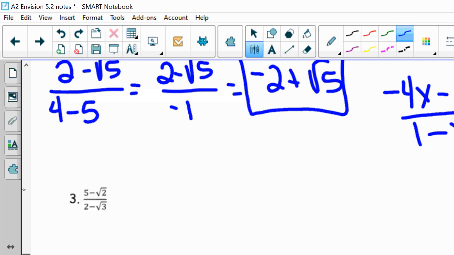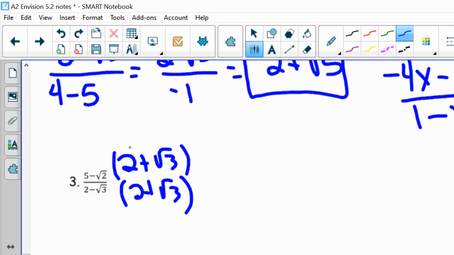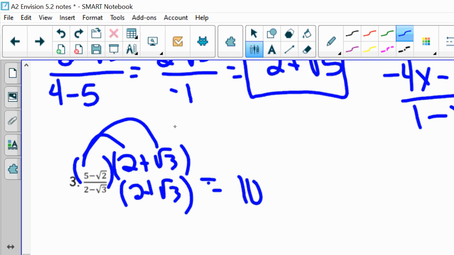And finally, the last one, 5 minus the square root of 2 over 2 minus the square root of 3. I multiply only by the conjugate of the denominator, so 2 plus the square root of 3. This time, the top, I have a binomial times a binomial. I'm going to have to FOIL. So I would distribute my 5, so 5 times 2 is 10. 5 times the square root of 3 is just plus 5 square roots of 3.